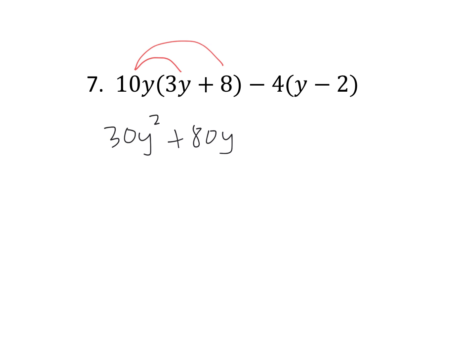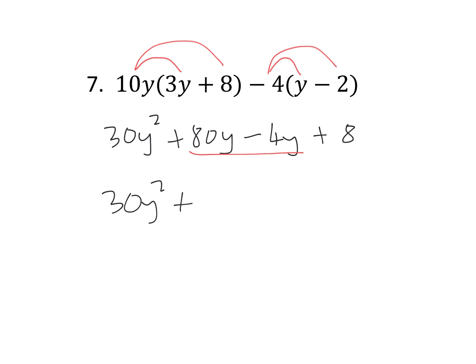In the second bracket, we've got a minus 4 there, times y. Minus 4 times y is minus 4y. And minus 4 times minus 2, a negative times a negative is a positive, so positive 8. Like terms, we've only got these 2 terms that are like. There's only one term with y squared, so it stays as it is. 80y minus 4y is 76y plus 8.